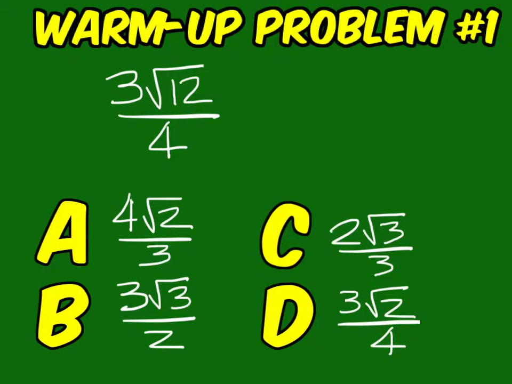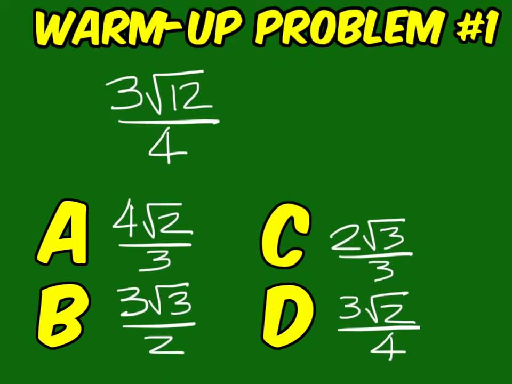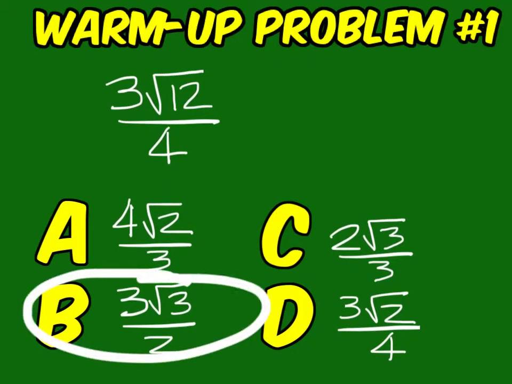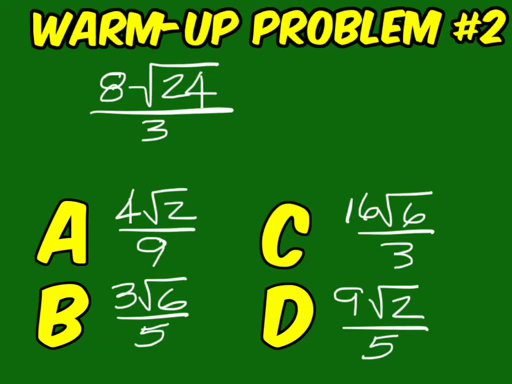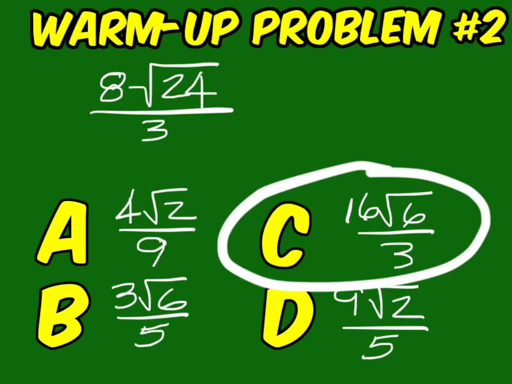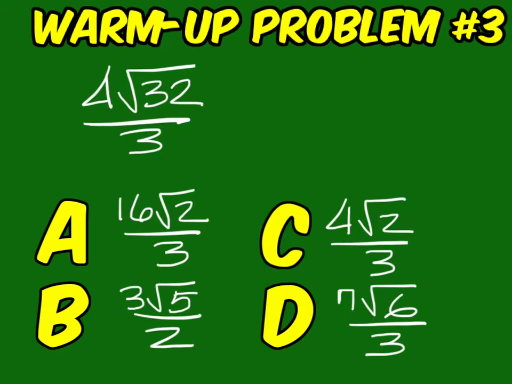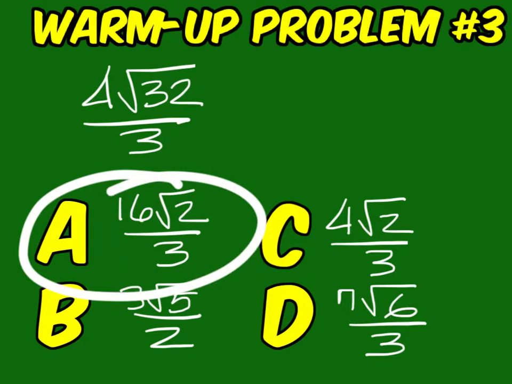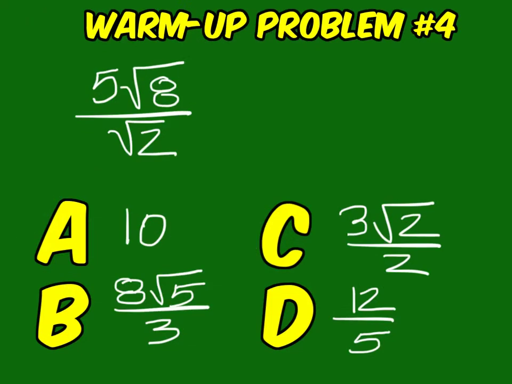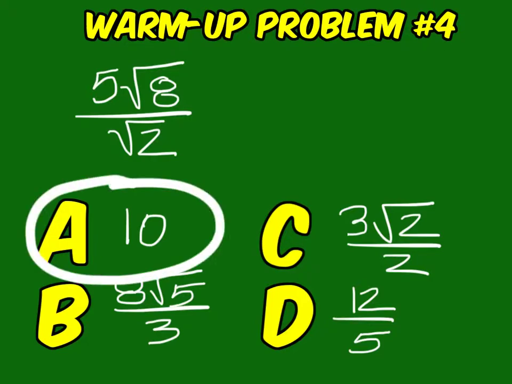The answer on this one should be, not moving around, B. Number 2. The answer on this one should be C. Answer on this one should be A. Number 4. The answer on this one should be A.